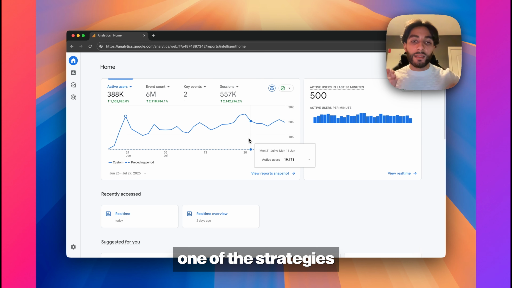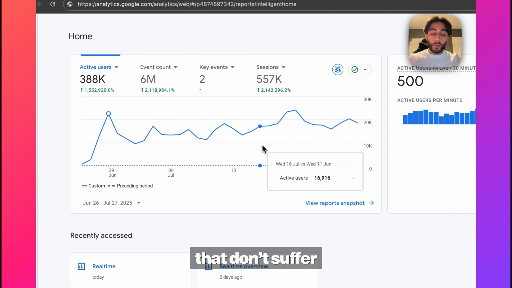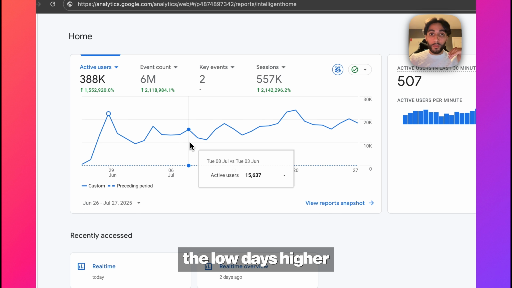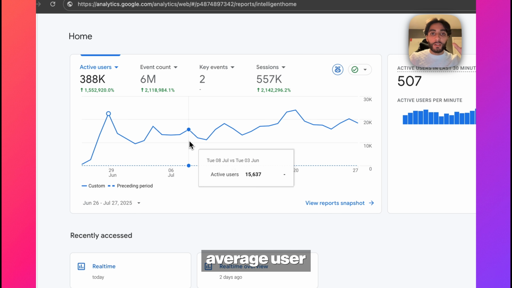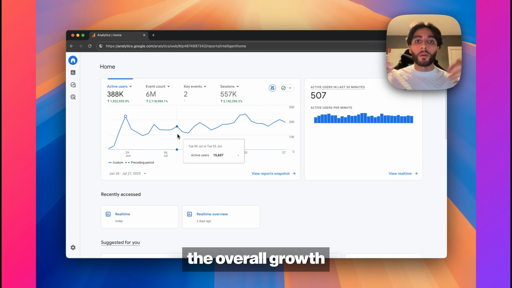Now, one of the strategies I'm going to be using to dramatically grow this app is reaching out to other niches that don't suffer from this exact growth pattern. And what that will essentially do is raise the low days higher, so the overall average user count per day dramatically increases for the app, and of course the overall growth of the app increases.